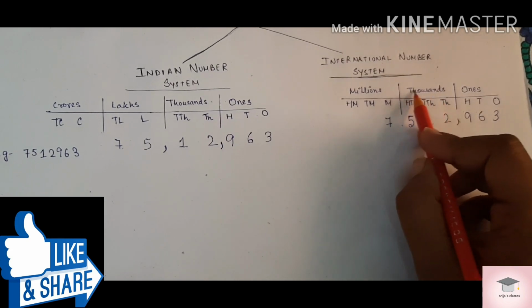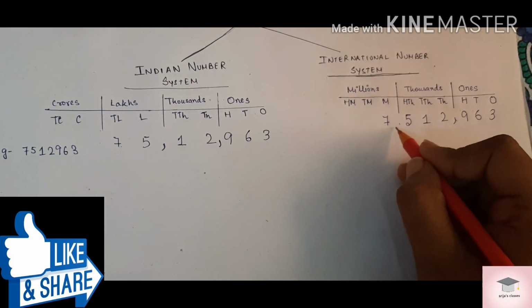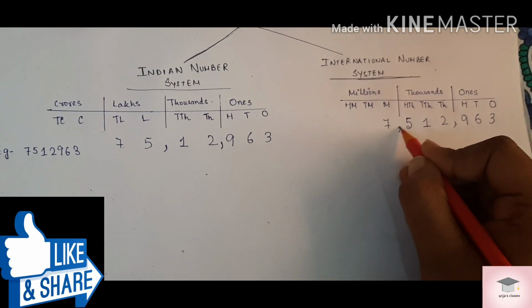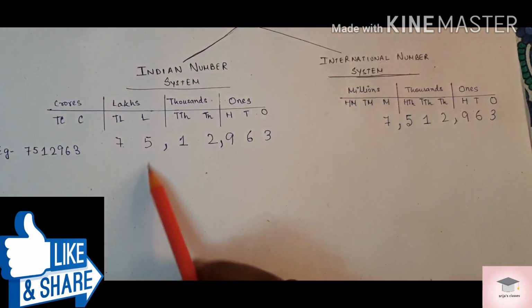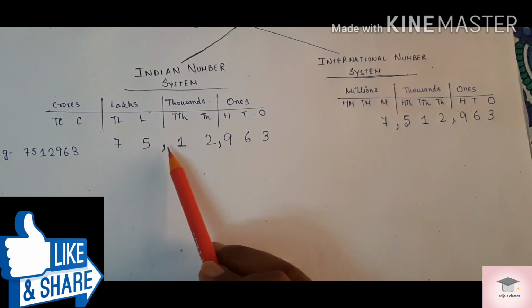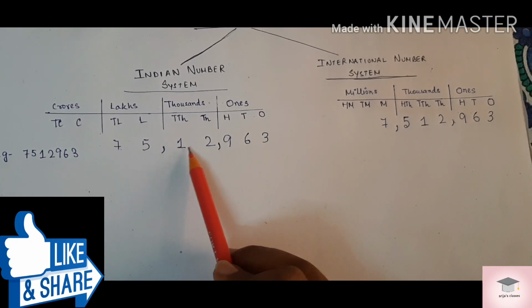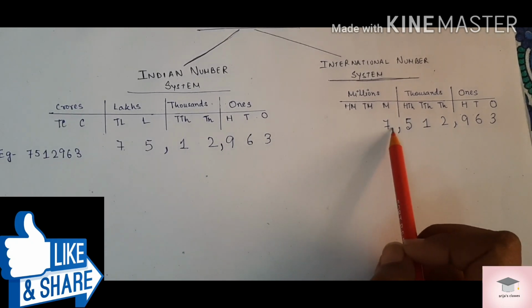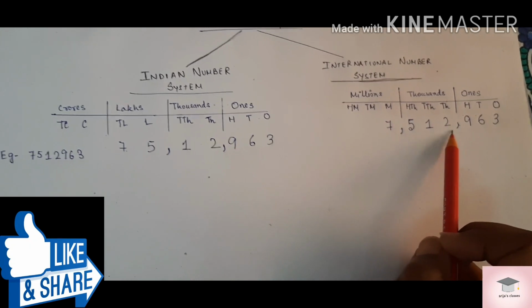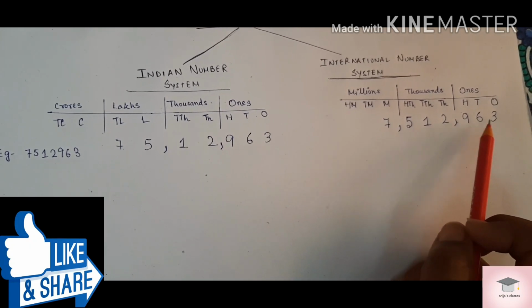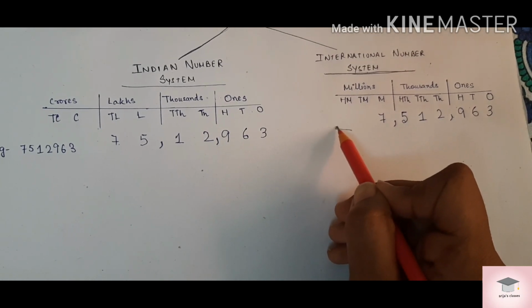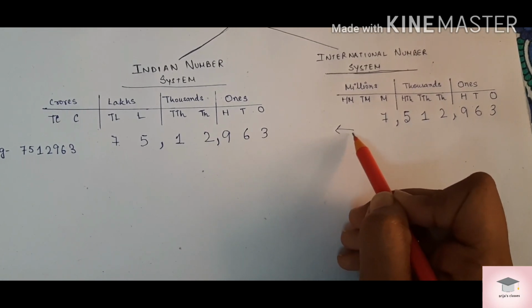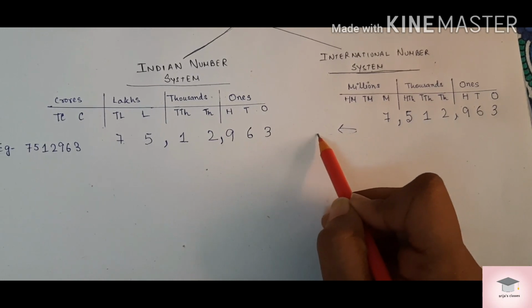And then after we complete the thousands period we'll put a comma. So we'll put the comma over here. So here it was 75 comma, then 12 comma. Here it is 7 comma 512 comma 963. Always remember, while you are putting the comma, start from your right hand side. Start from the right hand side and go.